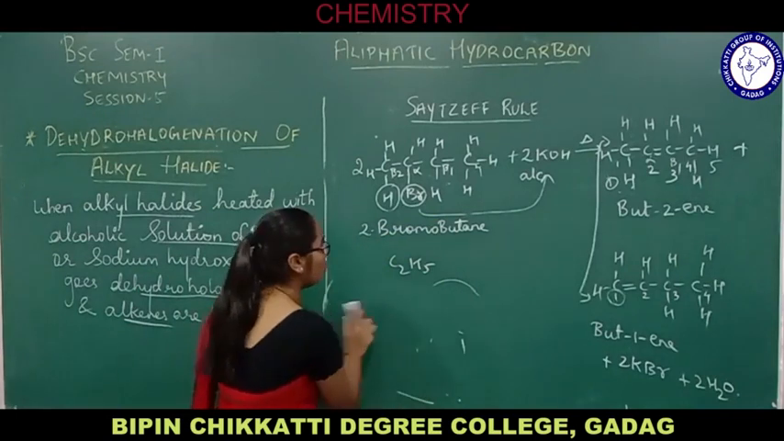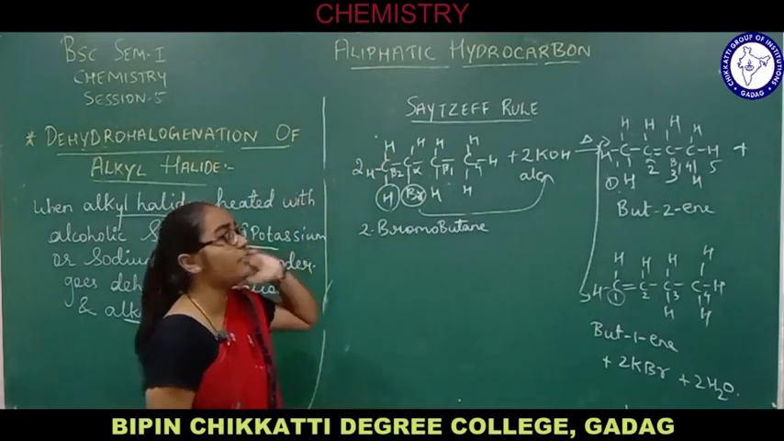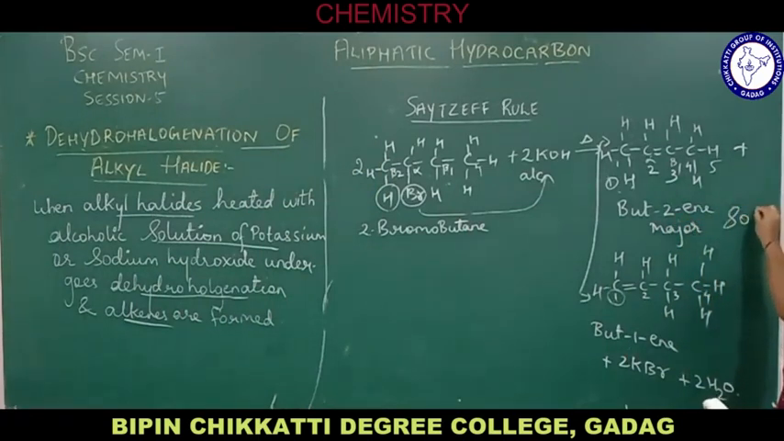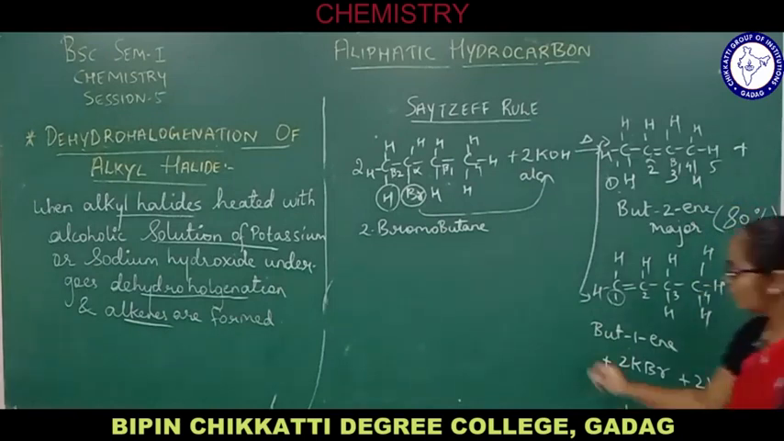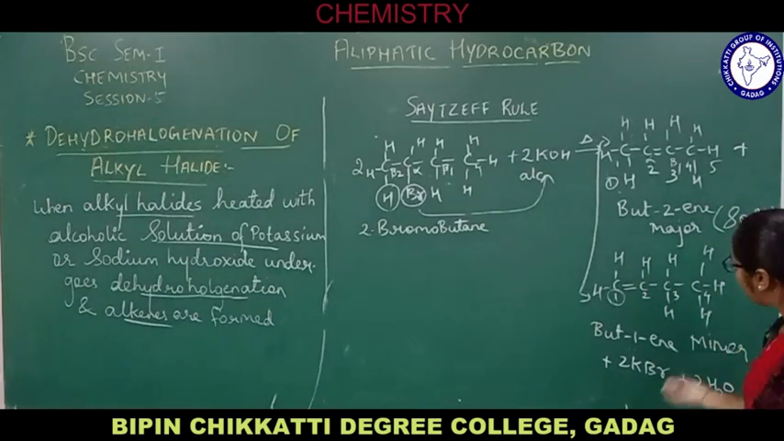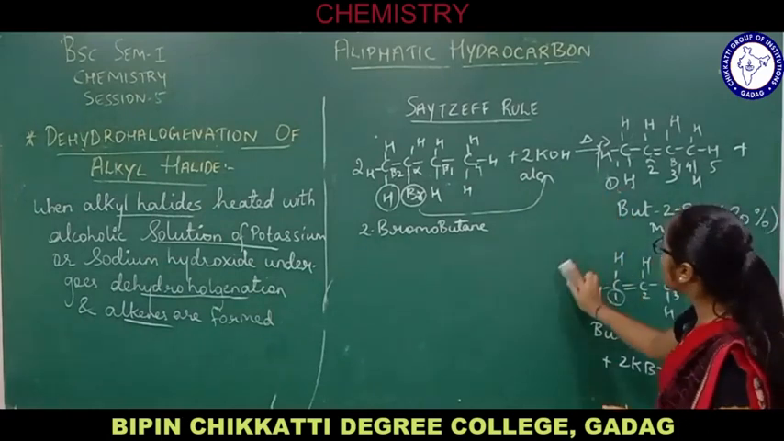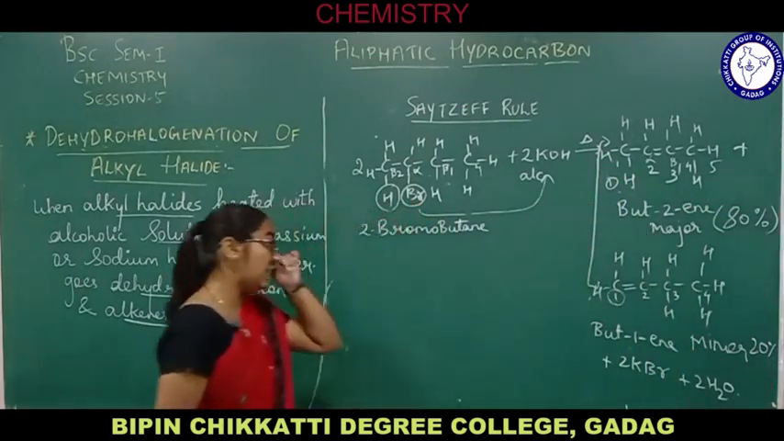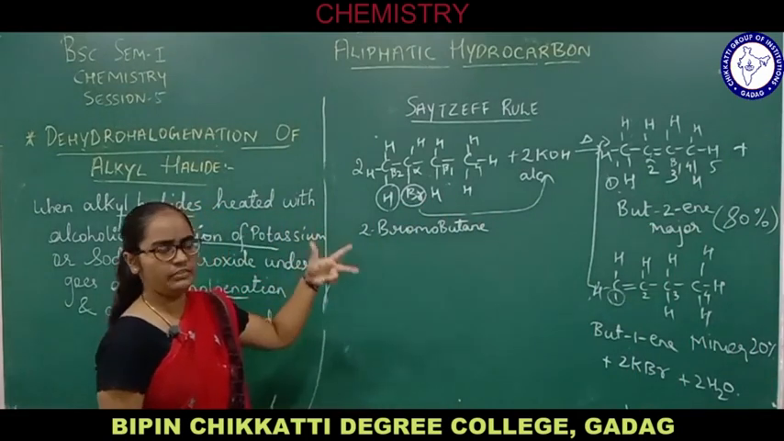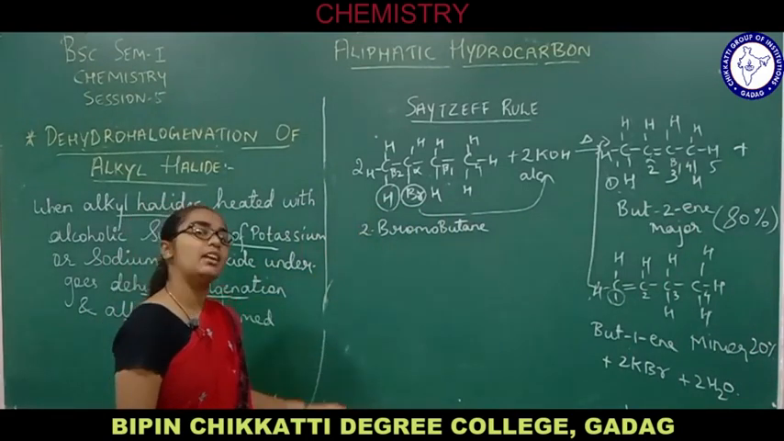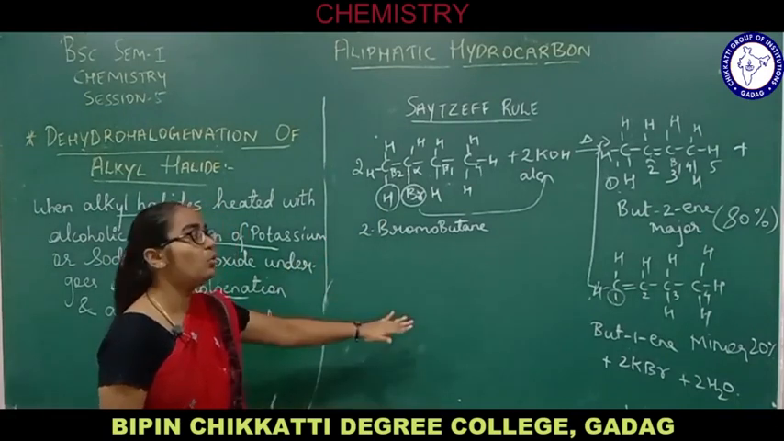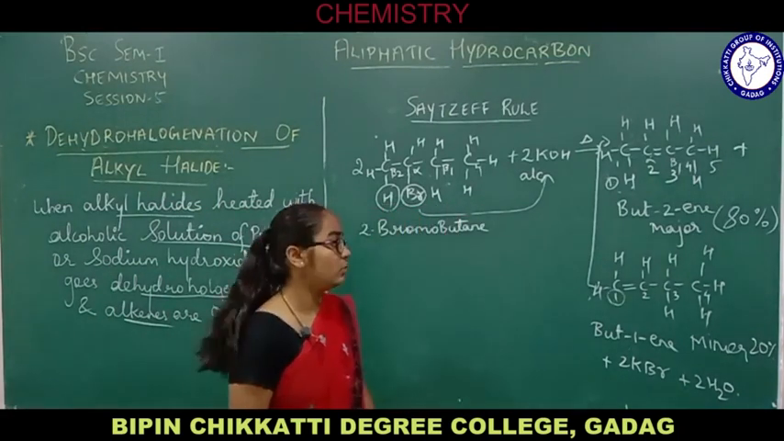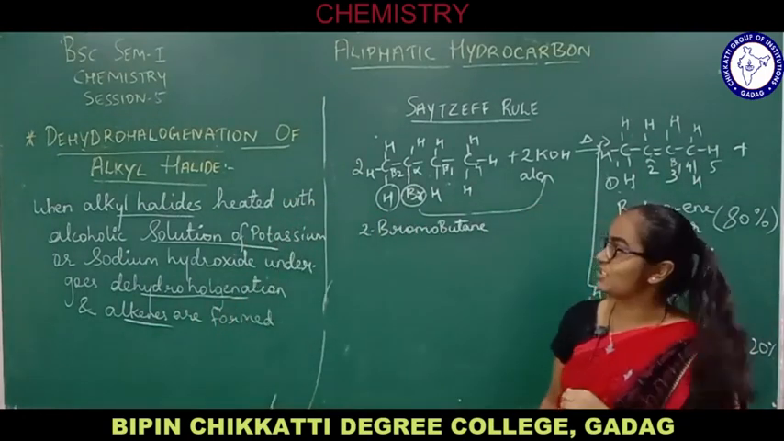So therefore but-2-ene is considered to be the major product according to the Saytzeff rule. So but-2-ene is considered to be the major product with 80 percent, whereas but-1-ene is considered to be the minor product with 20 percent. So this is how the two products, two olefins, are going to get formed when the alkyl halide is treated with alcoholic potassium hydroxide, so-called but-1-ene and but-2-ene. And by application of the Saytzeff rule, we concluded that but-2-ene is the major product with 80 percent, whereas but-1-ene is the minor product with 20 percent. So this is how the Saytzeff rule, the dehydrohalogenation process, is going to take place.